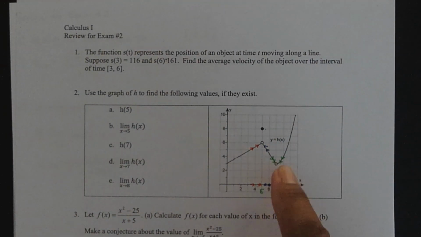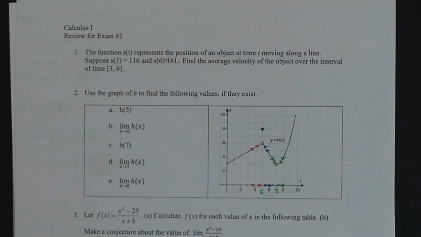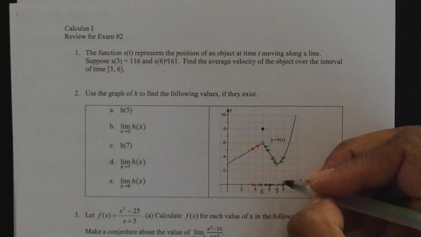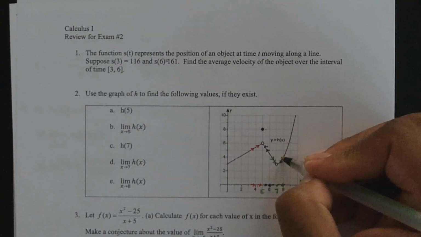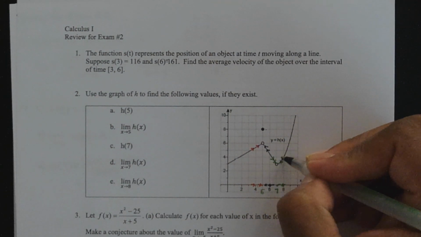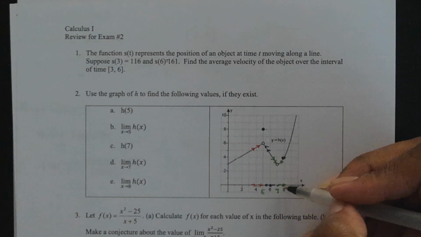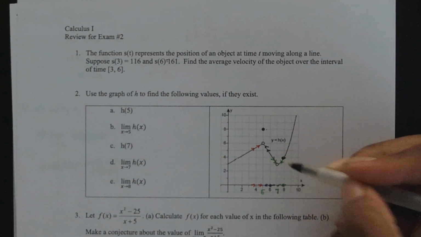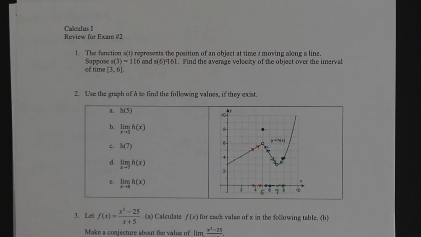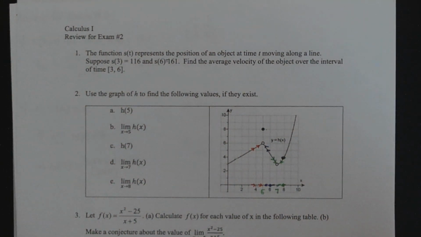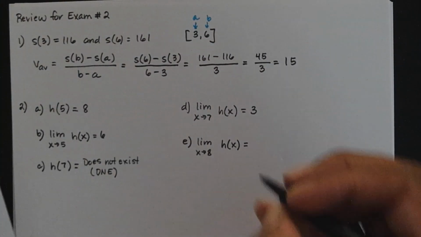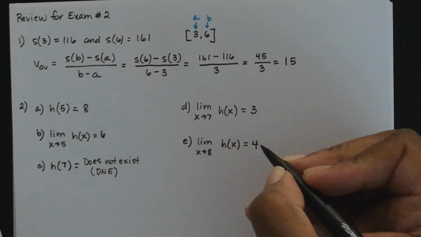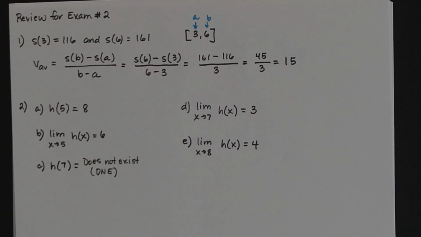And here's 8 as we come from the left of 8. Or at 8, what would be that value? 4. Okay. Because to the left of it is getting closer to 4, and to the right of it is getting closer to 4. But of course, at 8, it's going to be 4. So the limit as x approaches 8 of h of x will be 4. Okay. Any questions about problem number 2?